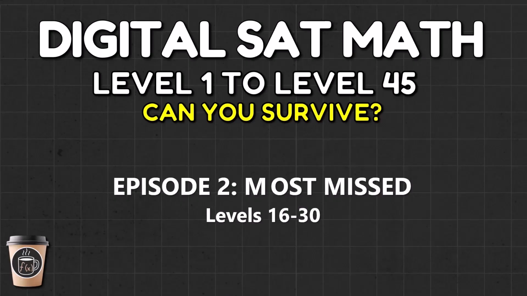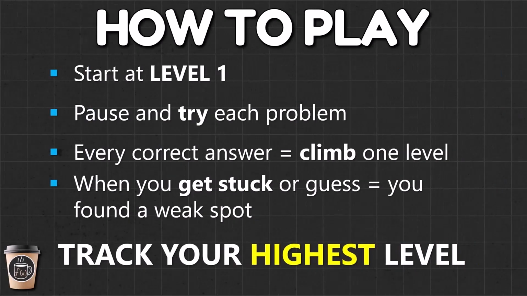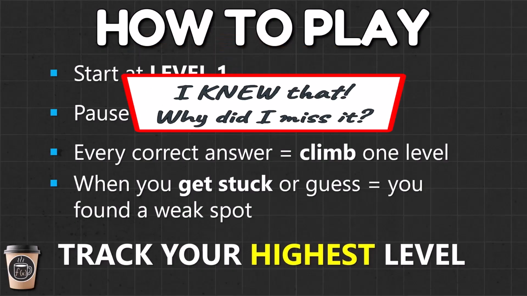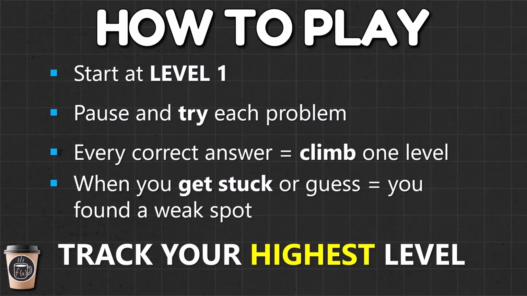Every question today is one that a ton of students get wrong. Your job? Pause, solve, and try to spot the trap. My job is to show you why people miss it in the first place. These aren't genius questions. They're "I knew that, why did I miss it" questions. Fix these and you're going to stop bleeding points.